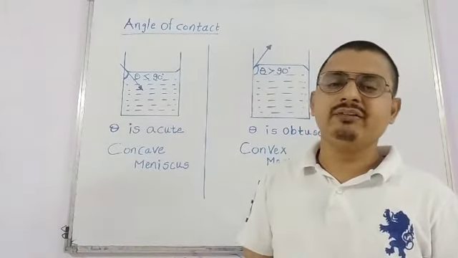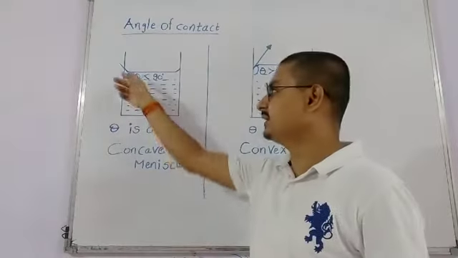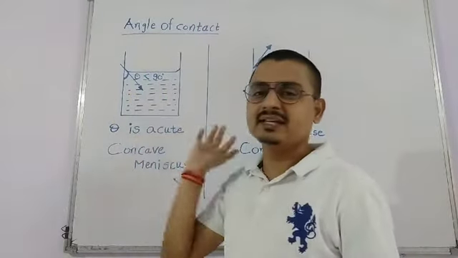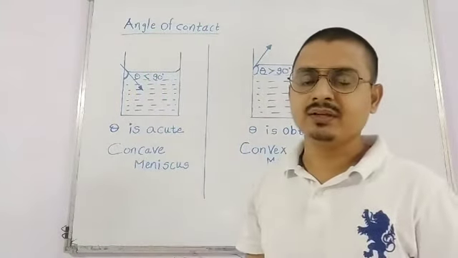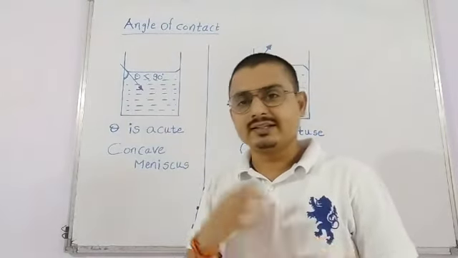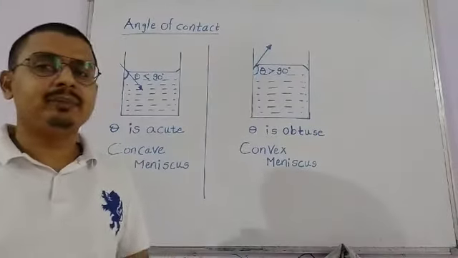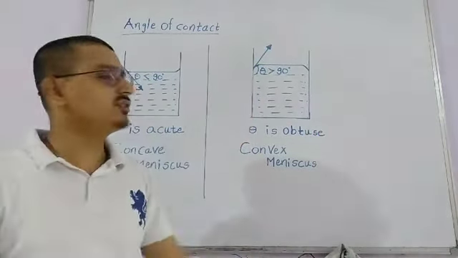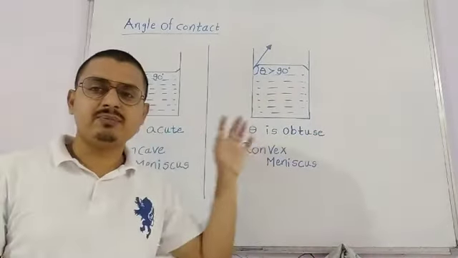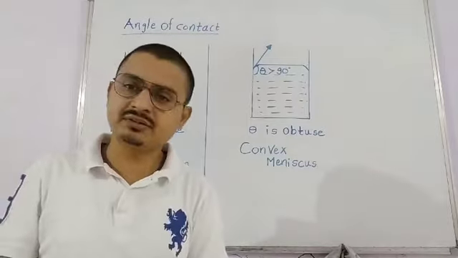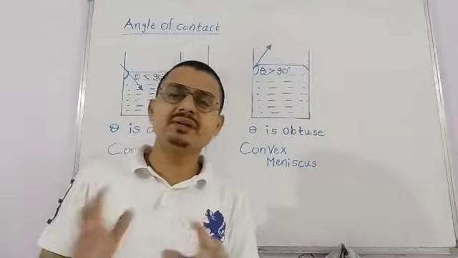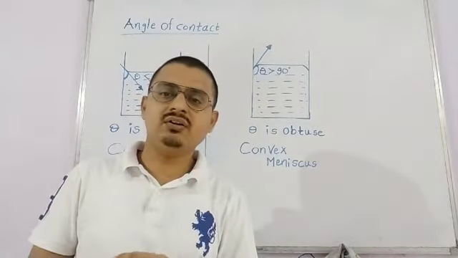Whenever the angle made by the tangent drawn to the free surface of liquid to the solid surface is less than 90, that is an acute angle, we say that a concave meniscus is formed. Exactly opposite, if the angle made by the tangent drawn to the free surface of liquid is greater than 90, that is an obtuse angle, the shape formed is called a convex meniscus. Now in detail we are going to study how these concave or convex menisci are formed.